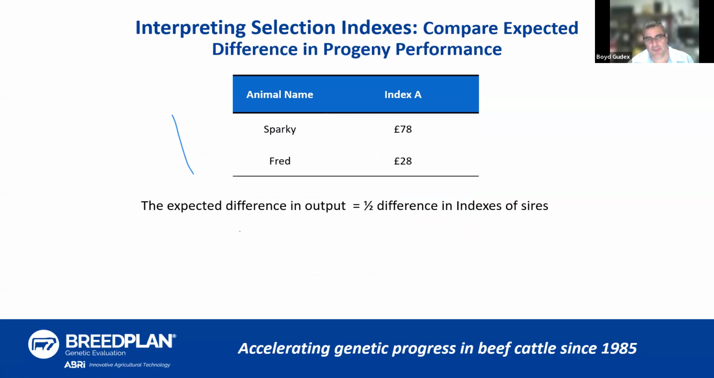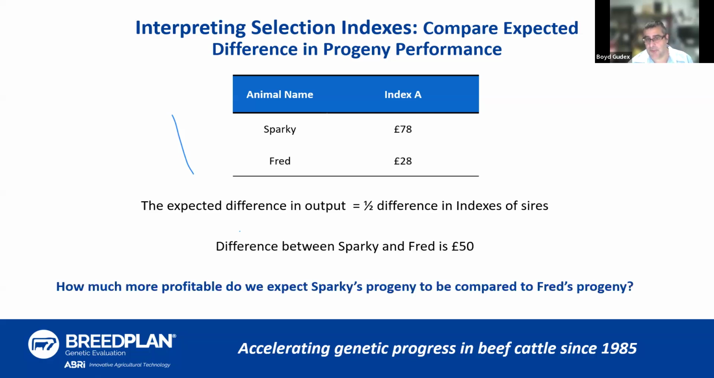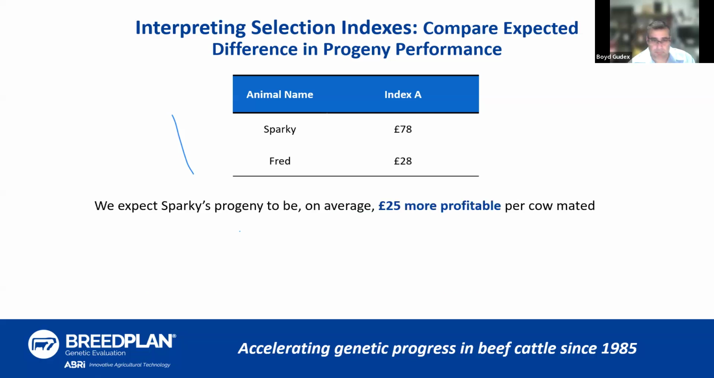Again, it's the same as EBVs, half the difference in indexes of the sires. So the difference is 50. Again, we end up where it's 25 pound more profitable per cow mated. So that's one thing to remember for a BREEDPLAN index. They're done on the basis of a per cow mated. Some people would say that they want to do it on a per hectare basis and that kind of thing. We do make sure that the per hectare or per amount of feed is accounted for in the indexes.